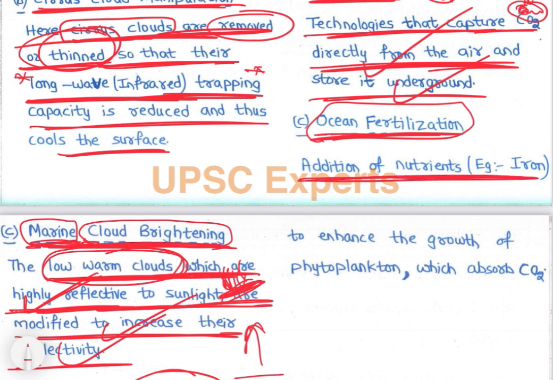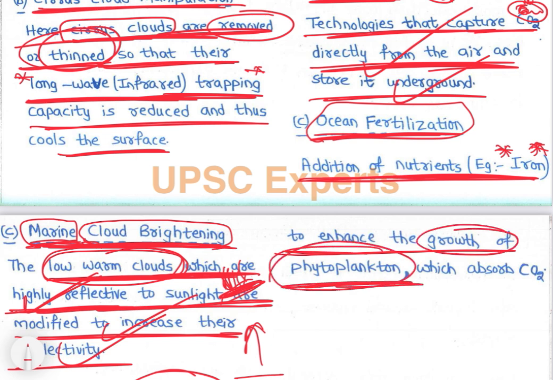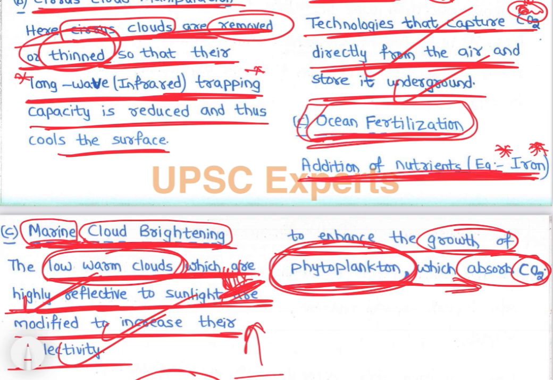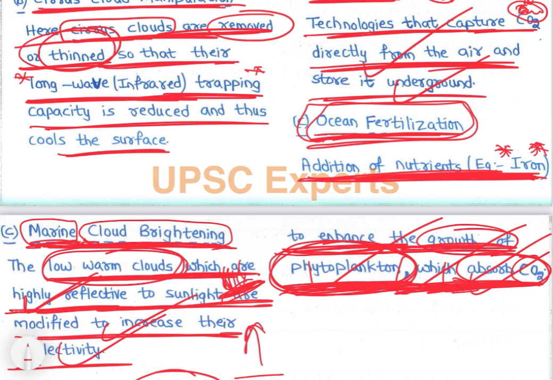Then next is ocean fertilization, that is, addition of nutrients, mostly iron, to enhance growth of phytoplankton. Phytoplankton are like plants: they absorb carbon dioxide and release oxygen. So ocean fertilization is the addition of nutrients, for example iron, to enhance the growth of phytoplankton, which absorb CO2. So these are the mechanisms.